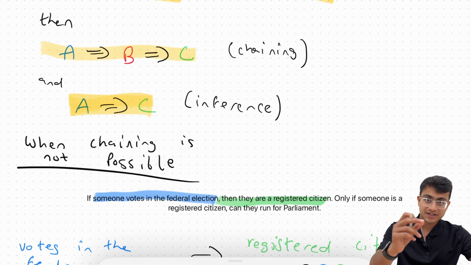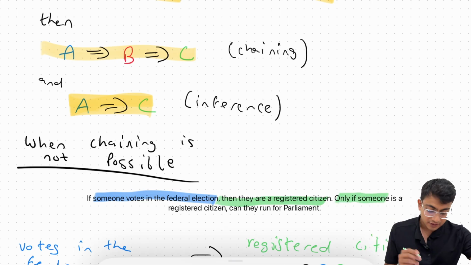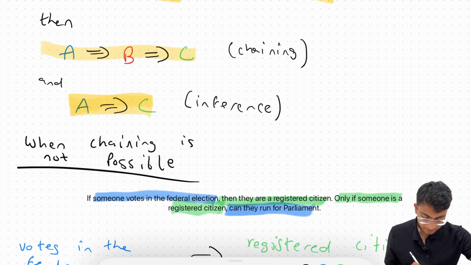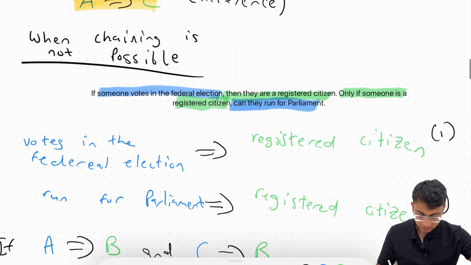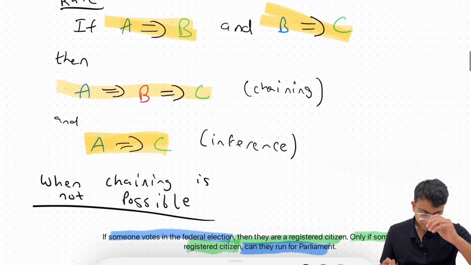So "only if" is a trigger word for the necessary condition. We know everything attached to it would go on the right, and then everything else would just be the sufficient condition. And here are the two diagrams. The first diagram is the same as before, and in the second diagram we have registered citizen on the right and run for parliament on the left.